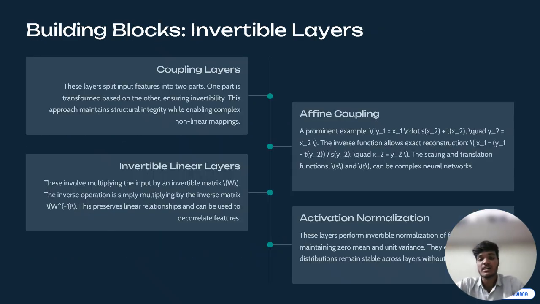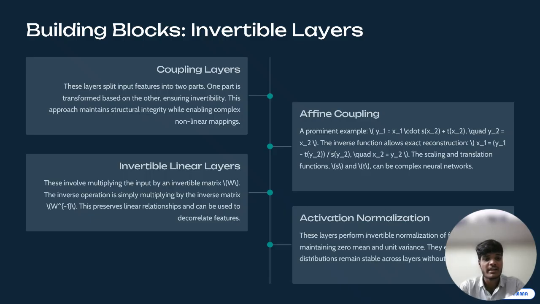Next, building blocks. What are the building blocks and invertible layers in pre-processing? First, coupling layers and affine coupling, invertible linear layers, and activation normalization. Coupling layers. These layers split input features into two parts. One part is transformed based on the other, ensuring invertibility. This approach maintains structural integrity while enabling complex nonlinear mappings. Next, the second one, affine coupling. A prominent example, as shown in the template, where the inverse function allows exact reconstruction and the scaling and translation functions can be complex neural networks.